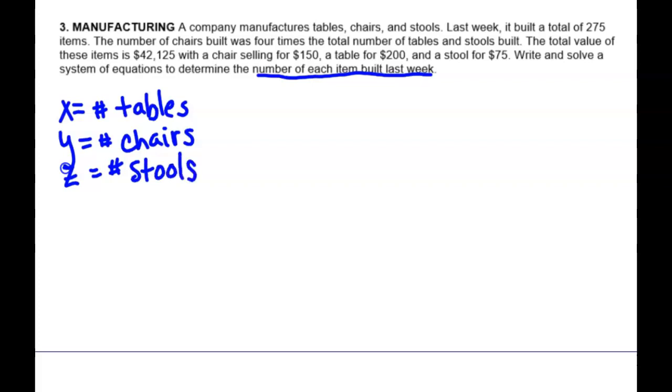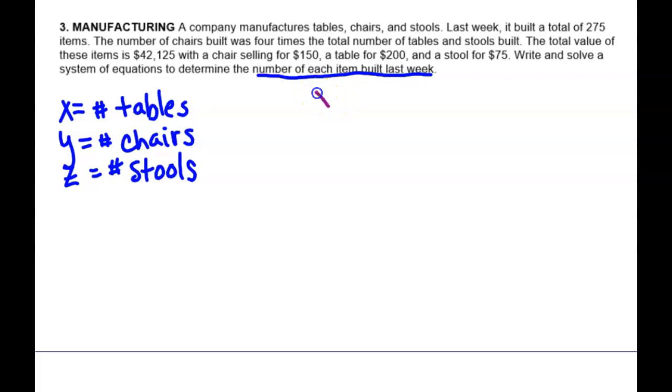All right, I'll let you read the question to yourself here. Last week it built a total of 275 items. The number of chairs built was 4 times the number of tables and stools. The total value is $42,125, if they sell chairs for $150, tables for $200, and stools for $75.